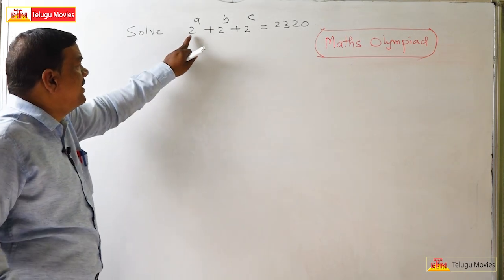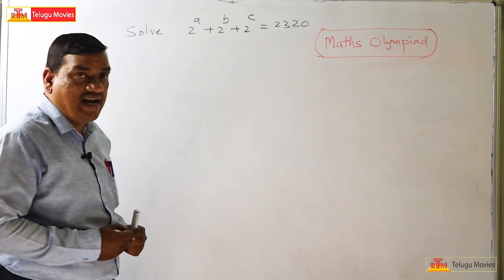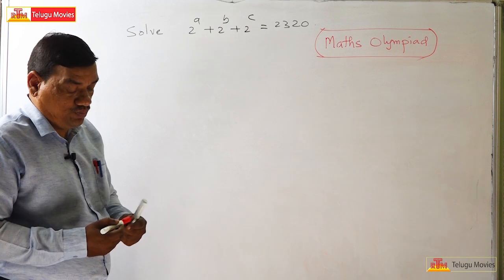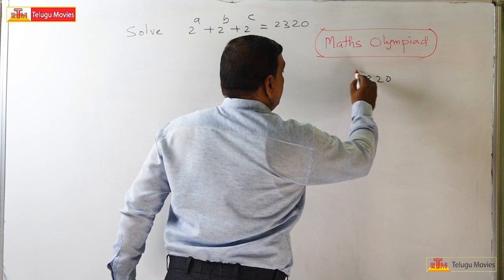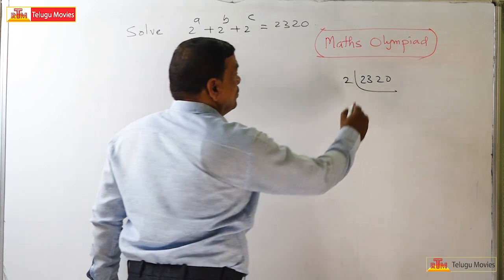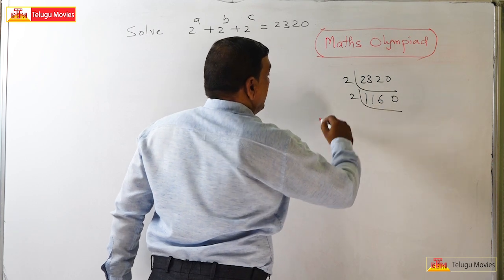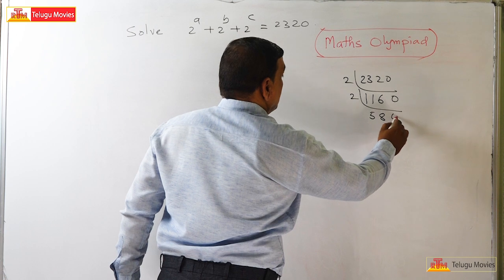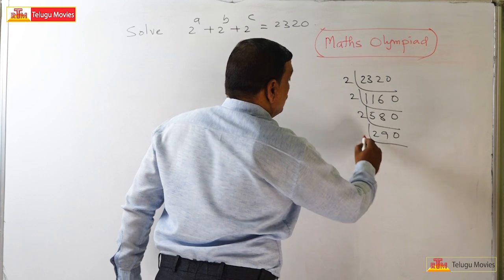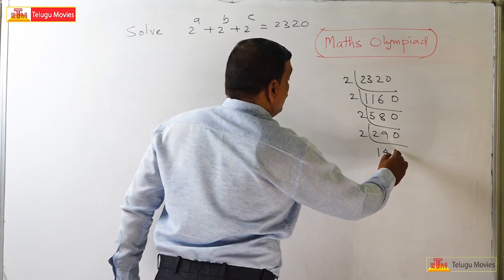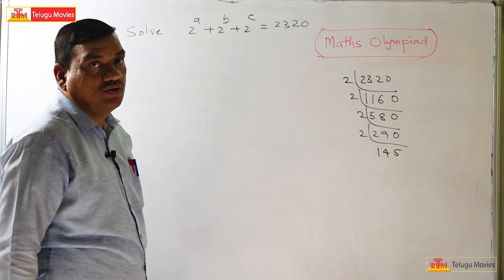So here how much base is there? 2, 2, 2. First let us try to write down the right hand side as a base 2. Generally in the lower classes we will do that. 2320 divided by 2 times. So see here 2 1s are 2, 2 6s are 12, remainder 0. Again 2. 2 5s are 10, 2 8s are 16, remainder 0. Again 2. 2 2s are 4, 2 9s are 18, remainder 0. Again 2. 2 1s are 2, 2 4s are 8, remainder 5. 145. Put it like that, 145.